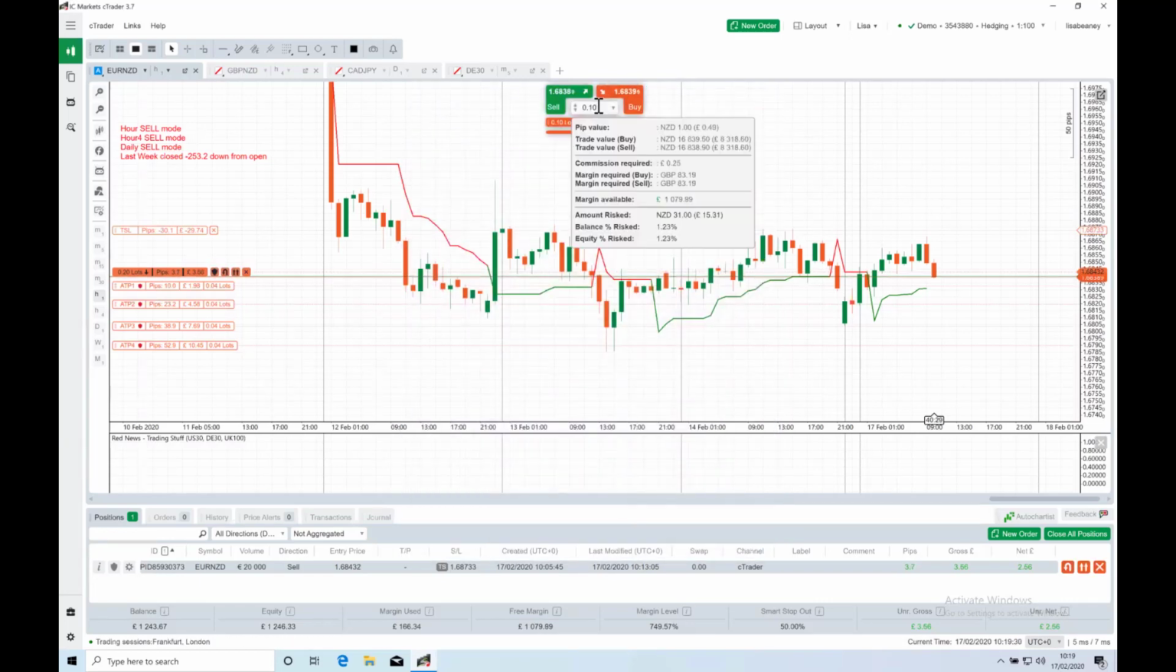And then you can see the balance percentage risk and also the balance of your equity risk. Now, the equity will be changing all the time if you've got open trades. So the calculations the bot uses are based on the balance rather than the equity.